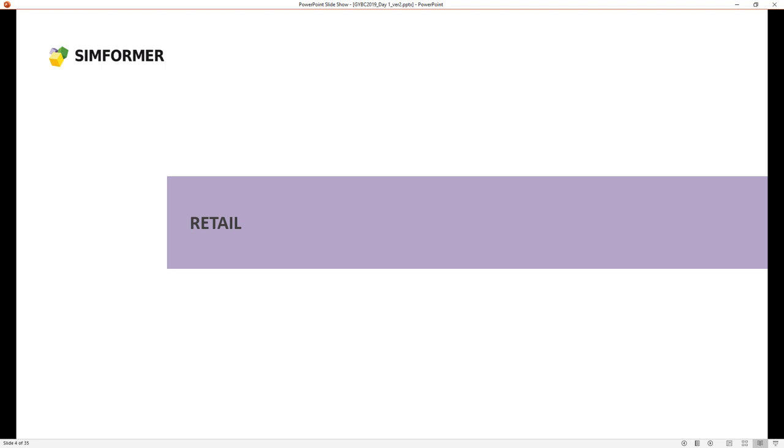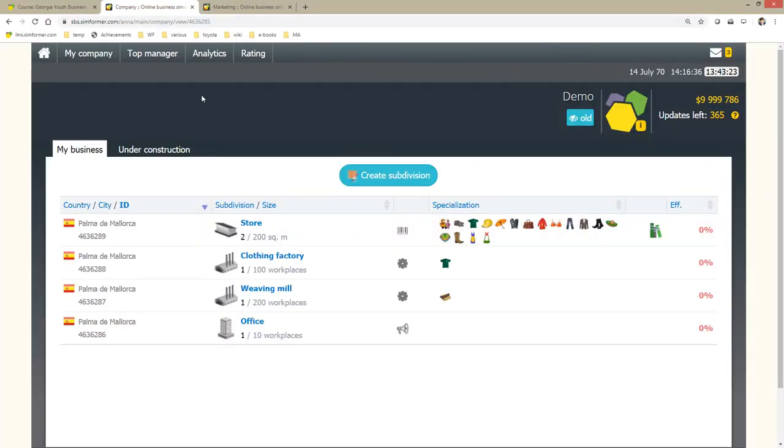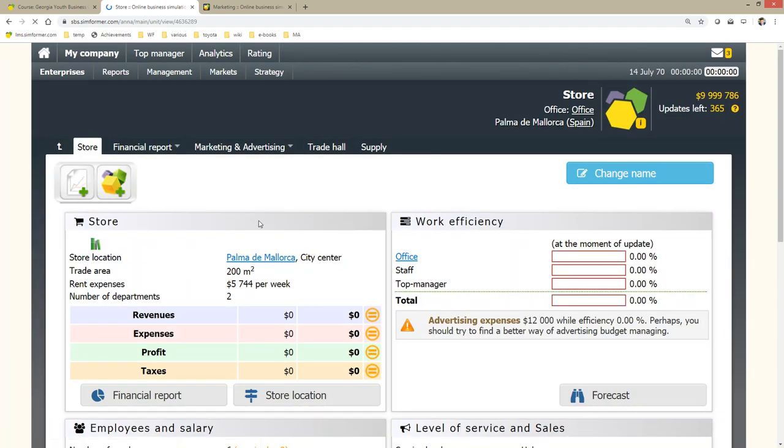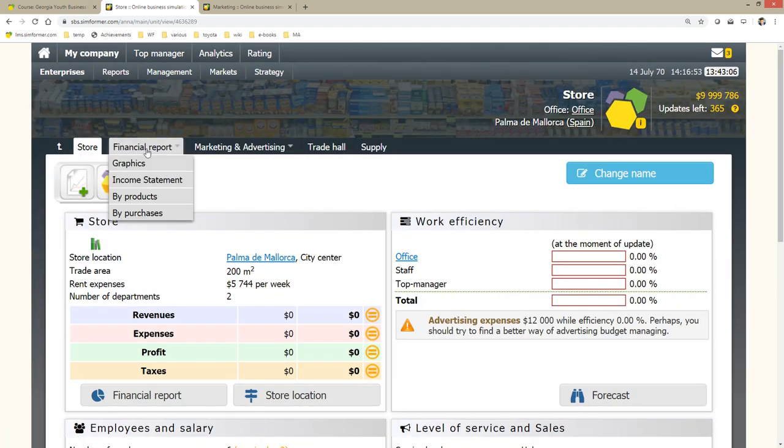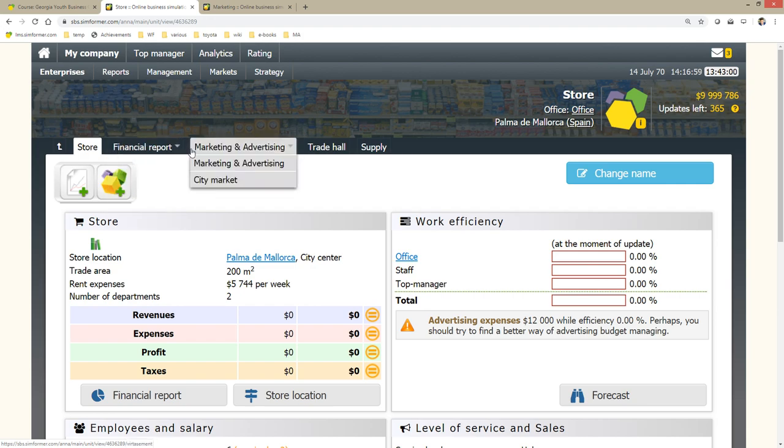Now, before we go to retail, let's review the interface overall. As you can see, the upper menus are for company management in general, and if you go into a specific business unit, the lower menu is specifically to manage the business unit that you are in, the one you went into deeper.